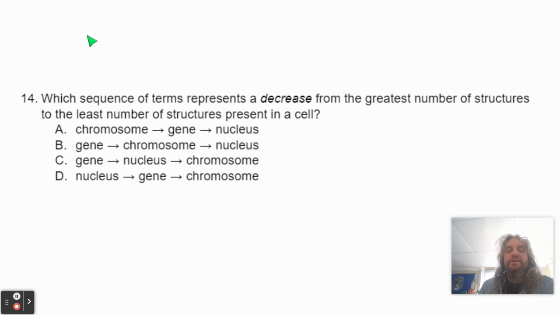Number 14, which sequence of terms represents a decrease from the greatest number of structures to the least number of structures present in a cell? Is it A, chromosome, genes, nucleus? Is it B, genes, the chromosomes, nucleus? Is it C, gene, nucleus, chromosome? Or is it D, nucleus, gene, chromosome?